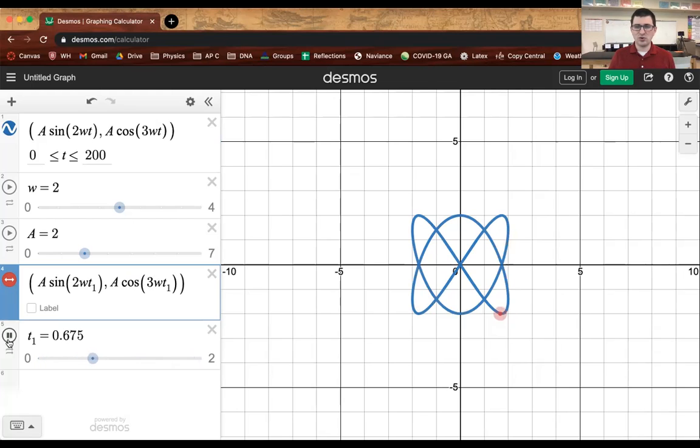I don't know, I think that's really cool. It's not really super relevant to our class, but you can model some pretty complicated oscillation motion using this kind of setup. But let's get it back to normal circular motion.